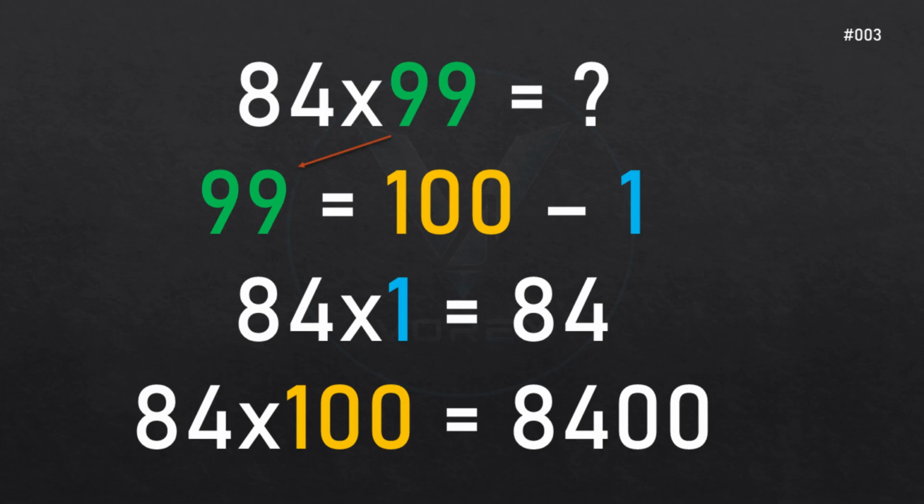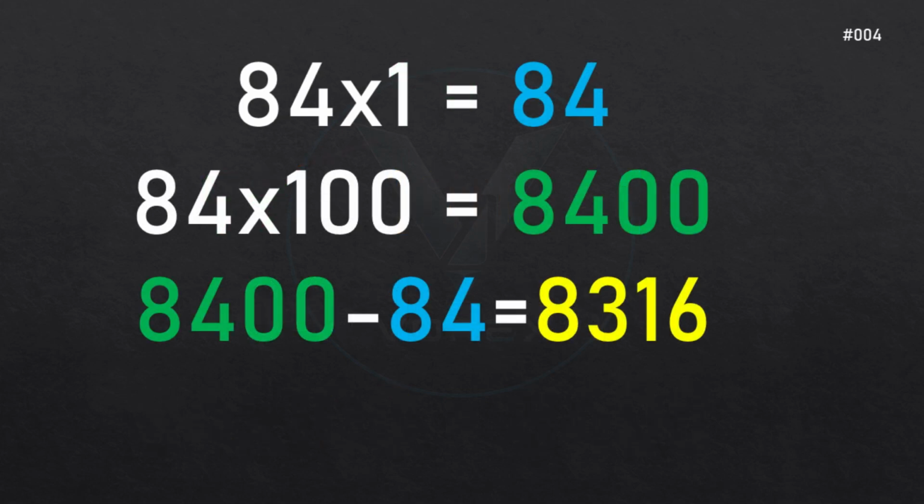First, 84 times 100 equals 8,400. Now we only need to calculate 84 times 1. Any number multiplied by 1 stays the same. So, 84 times 1 equals 84. Now let's subtract this result from 8,400.